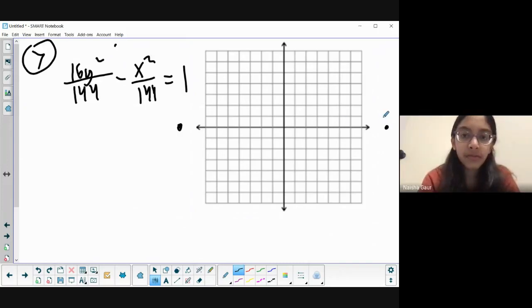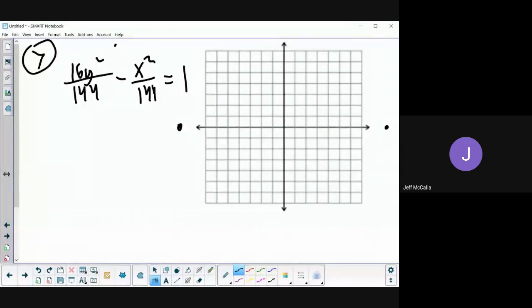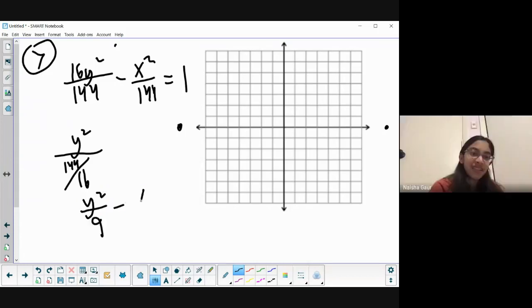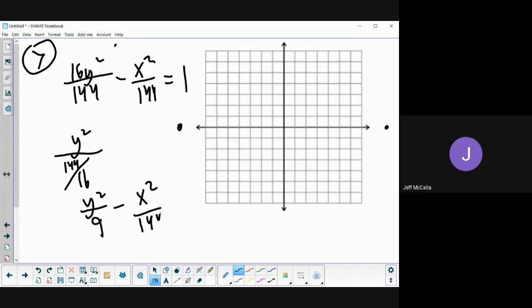Mm-hmm. Okay, so it's definitely a vertical ellipse. So we know it's vertical. I might want to rewrite this as y squared over a fraction. I'm going to write it as 144 over 16. Let's do that in our calculators here. 144 divided by 16 is 9. Okay. So that's really y squared over 9 minus x squared over 144.